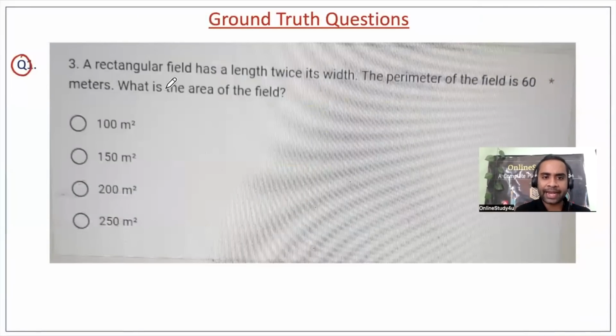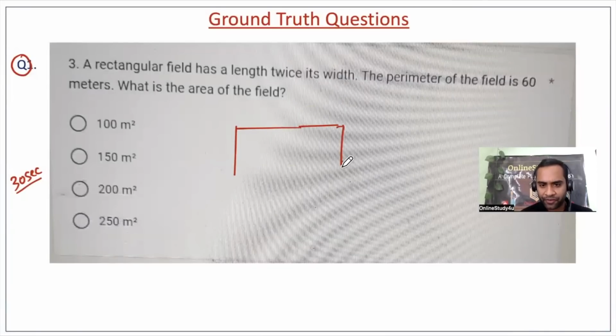A rectangular field has a length twice its width. The perimeter of the field is 60 meter. What is the area of the field? Now friends, this question will hardly take 30 seconds, but I am going to explain it here, so it might take some more time for me.